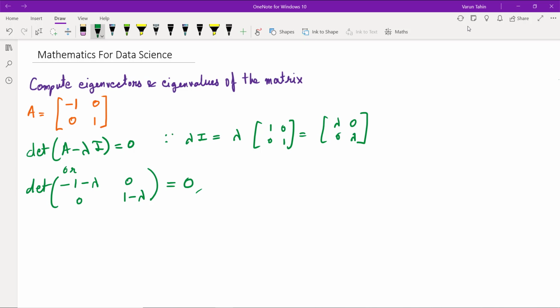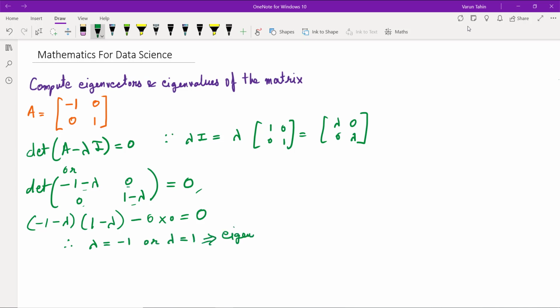The determinant of it will be AD minus BC, where this is the first element, which is A, this is D, this is B and this is C. So we multiply -1 minus lambda by 1 minus lambda and then subtract 0 times 0, which is 0, and we equate it to 0. Therefore lambda will be either -1 or 1. So we have got the eigenvalues of the matrix A.